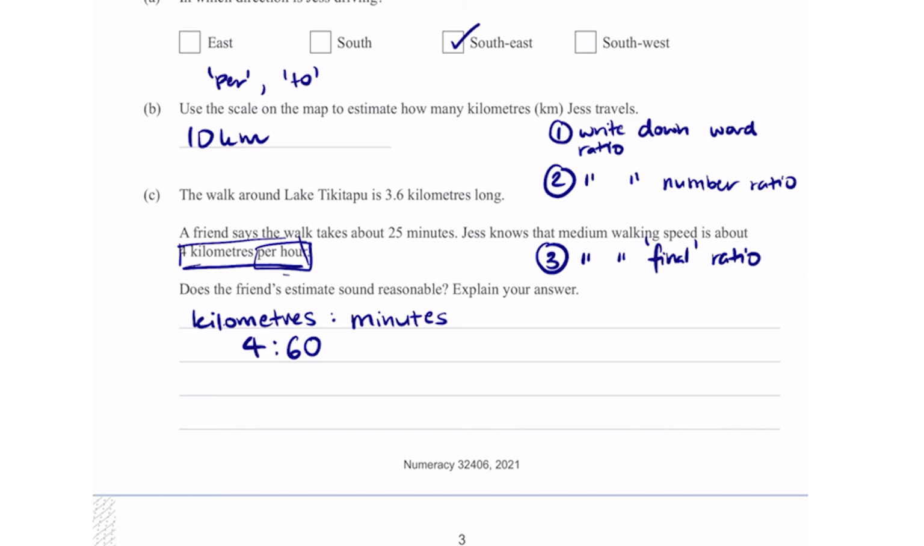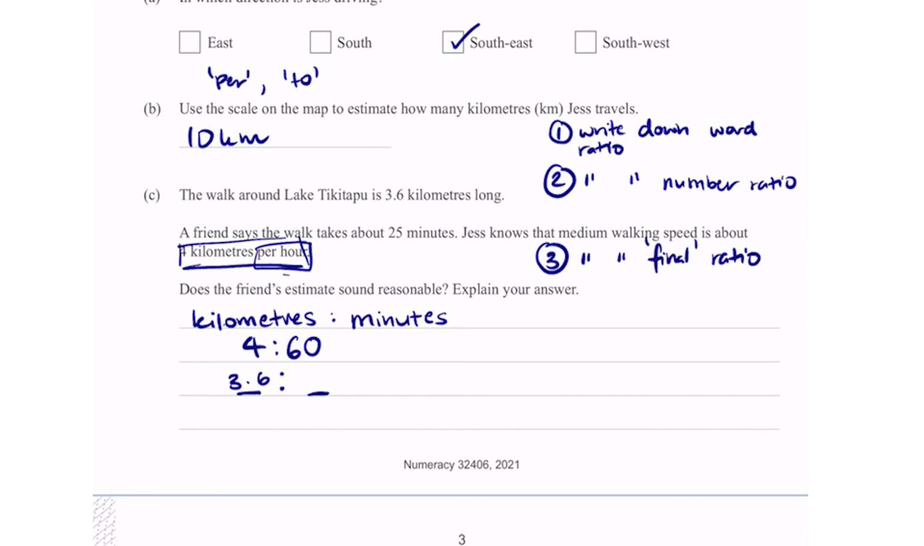So if I was to draw another ratio under this one, so I've got my colons there, and I'm going to need to put 2 things in here. So essentially, right, we want to know how long it's going to take to walk around Lake Tikitapu, right? So we know that Lake Tikitapu is 3.6 Ks. So we know the kilometers, right? We know it's 3.6 Ks. How many minutes is it going to take?